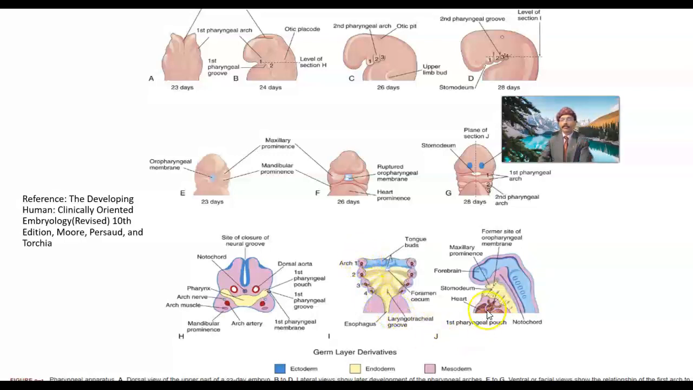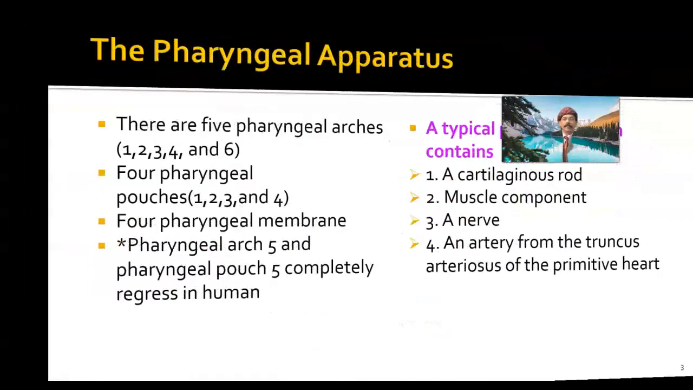Okay, so this is a sagittal section of the head and neck region. We are looking at the first pharyngeal pouch here. Okay, here is the pharyngeal pouch. Then we'll go to the next slide.